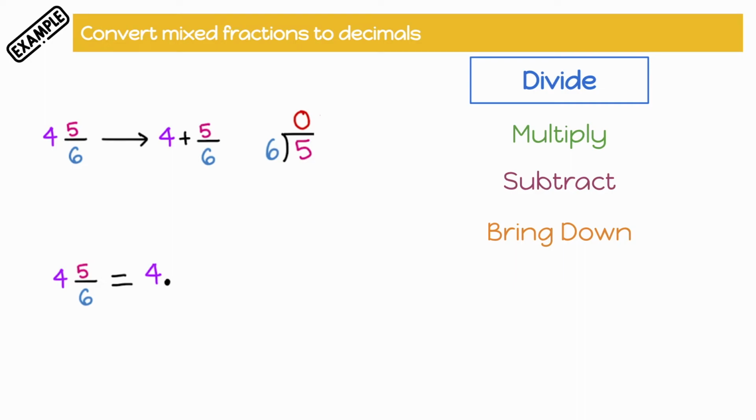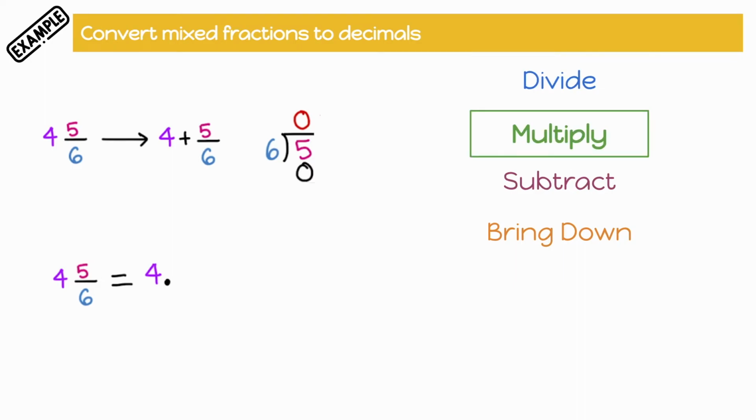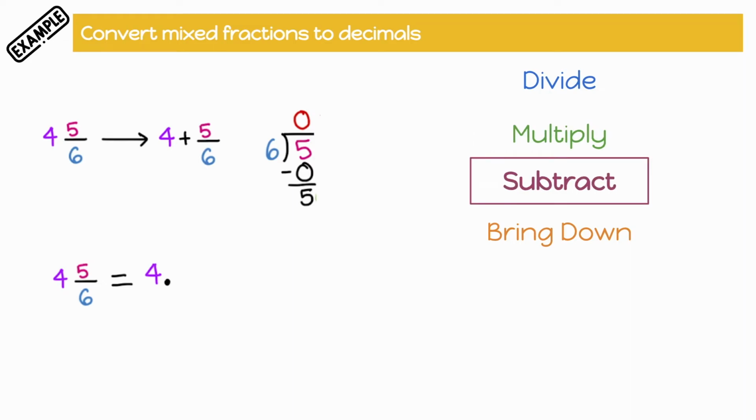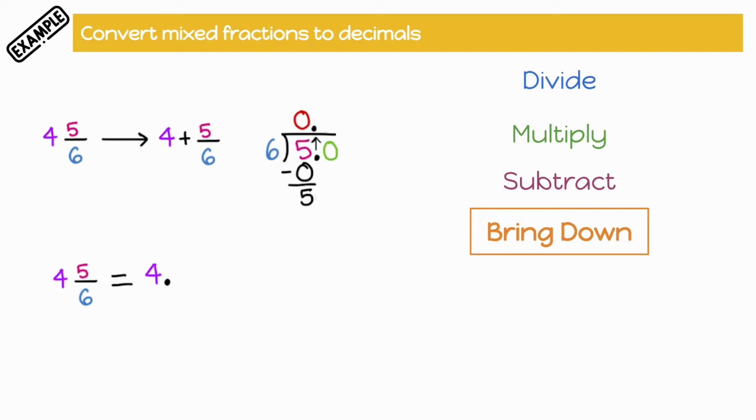Now we're going to multiply 6 times 0, which gives us 0. And then we're going to subtract. So we get 5 take away 0, which is 5. And then the next step is to bring down. Because I have nothing here, I have to put a 0, and then I can bring down that 0. So I can bring down my 0, and now I'm going to do division again.